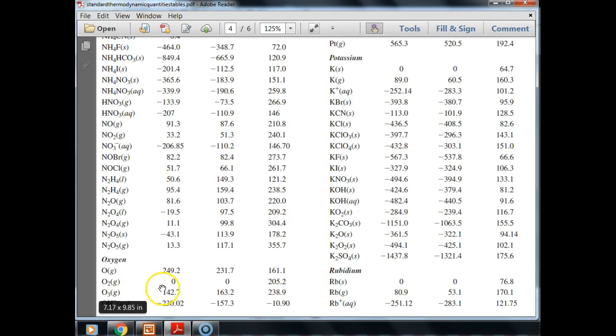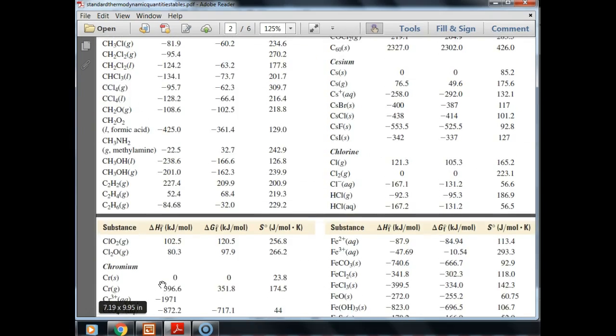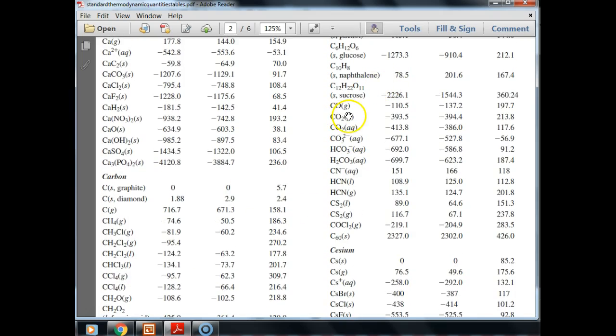So we're going to see here that oxygen does not have a delta H value of formation, because when it's formed, it doesn't require any energy to make oxygen stay as a gas at 25 degrees Celsius. We're going to go back up now and take a look at CO2. We said carbon dioxide was a gas. We have carbon monoxide as a gas, we have carbon dioxide as a gas, and we have carbon dioxide as an aqueous solution. We want to make sure we grab the right one, the negative 393.5.